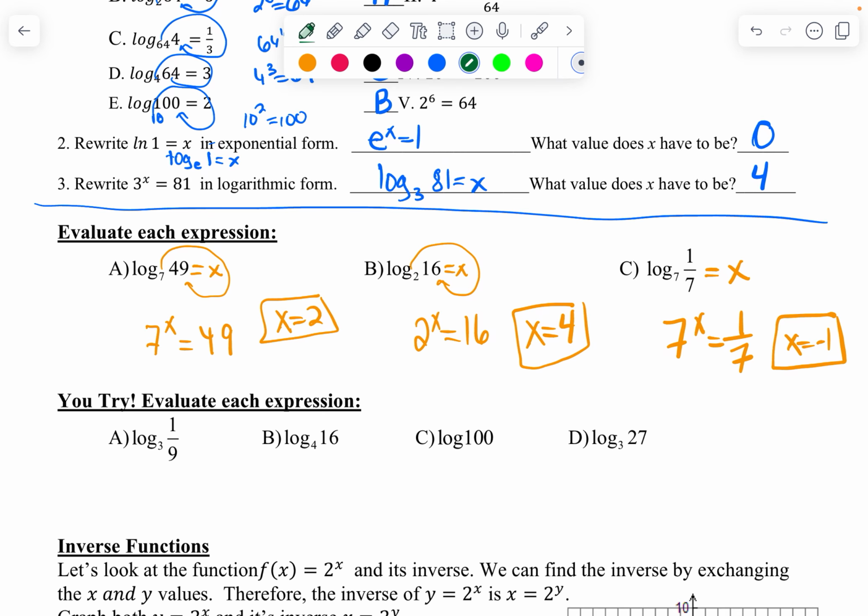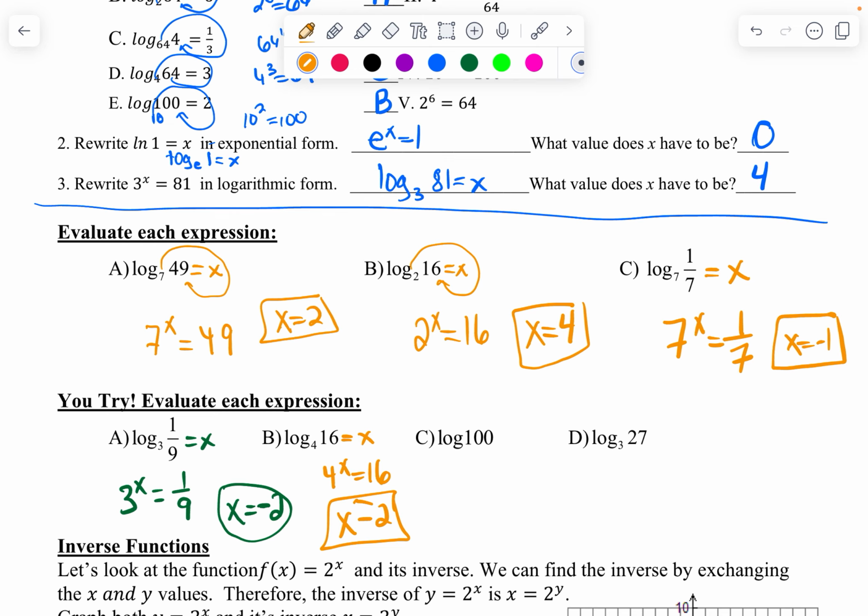Hopefully you paused and you did some of these on your own. And here's how these would look. So I'm going to set this equal to x. So I get 3 to the x equals 1/9. So then I get x equals negative 2 because I need to square it, but I also need to drop it to the bottom. And then I have log base 4 of 16 equals x. So 4 to the x equals 16. So I would need x equals 2 in order for that to be true.